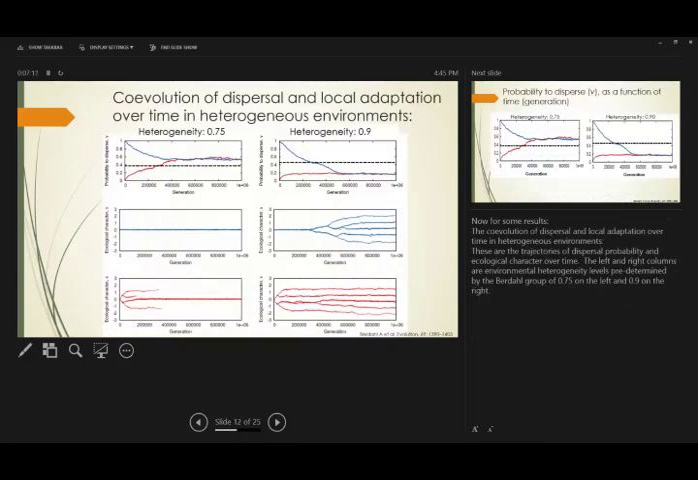So now for some results. The coevolution of dispersal and local adaptation over time in heterogeneous environments. These are the trajectories of dispersal probability and ecological character over time. The left and right columns are environmental heterogeneity levels predetermined by the Bredal group of 0.75 on the left and 0.9 on the right.